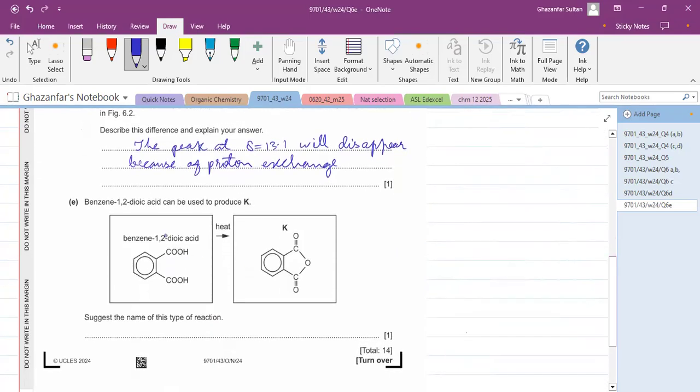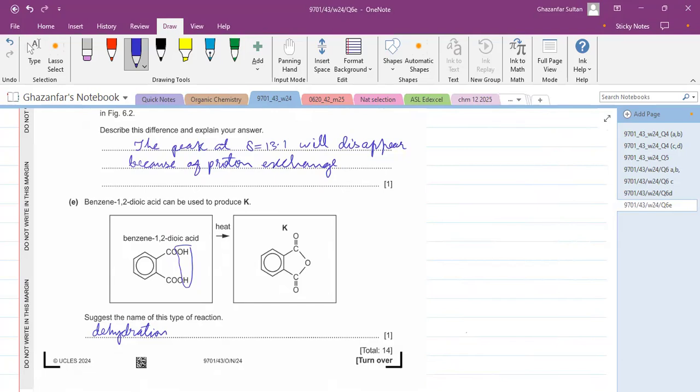And now this is the last question. Benzene 1,2-dioic acid can be used to produce K. K is its anhydride. This is phthalic anhydride or benzene 1,2-dioic acid anhydride. So suggest the name of this type of reaction. The name of this reaction could be dehydration, because water is removed, OH from one of them and H from the other. So it could be dehydration.